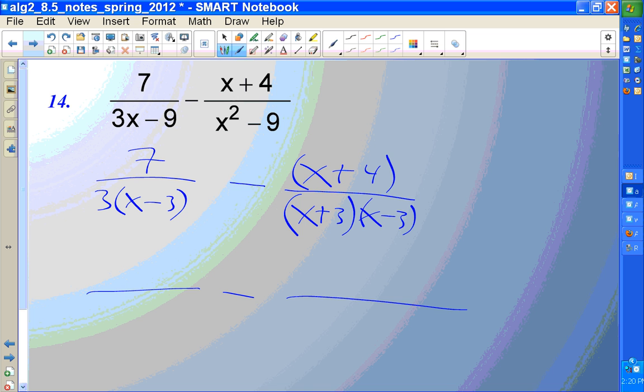Thank you. 3 times x minus 3 times x plus 3. I usually do the plus first just out of habit. It doesn't really matter which order you put them in. But don't forget the 3 as a constant has to be there as well. On the left-hand side, what do I need to multiply by to get the LCD? x plus 3, top and bottom.